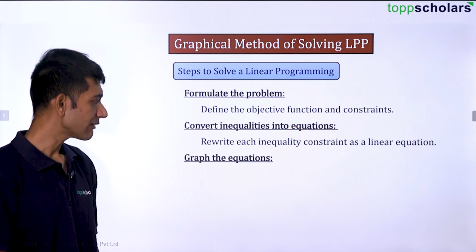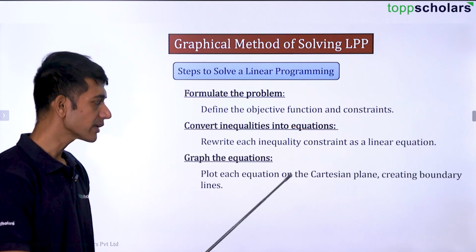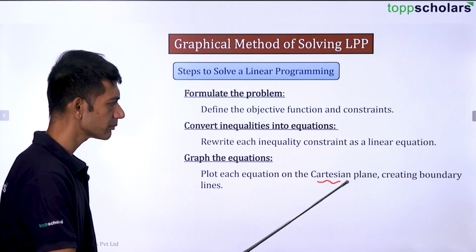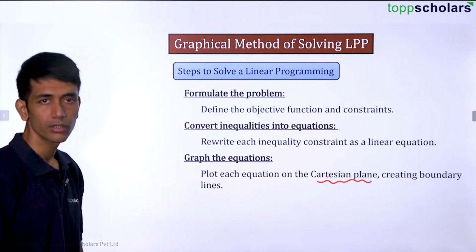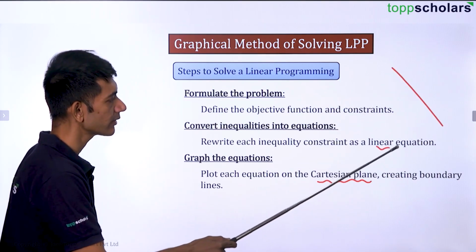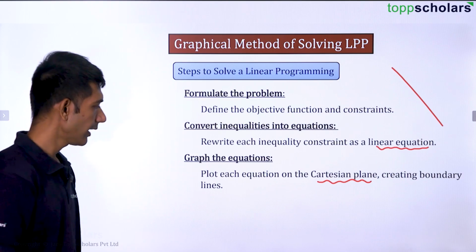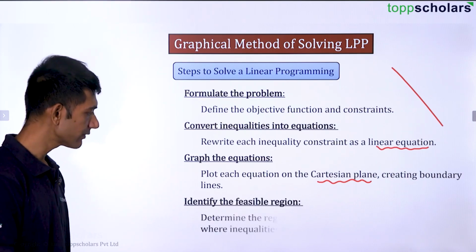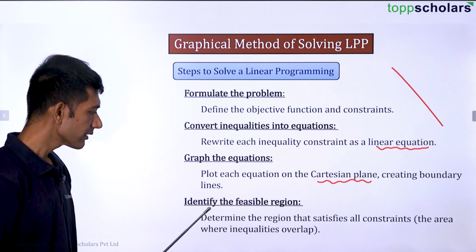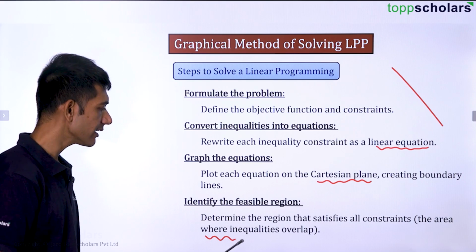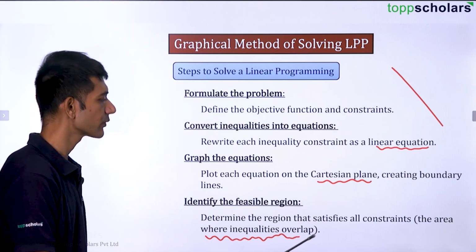So let us talk about the graph of the equation. We'll plot each equation on the Cartesian plane, and remember, whenever we plot the equation on the Cartesian plane, here we are talking about drawing a straight line because we are talking about a linear equation, right? And then after that we'll identify the feasible region. That is, we'll determine the region that satisfies all constraints. That is the area where inequalities overlap.